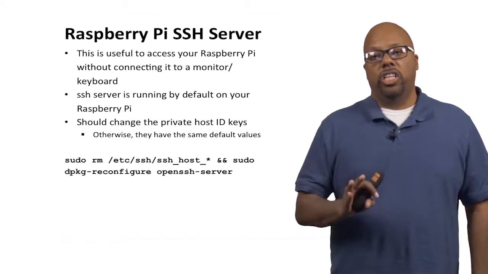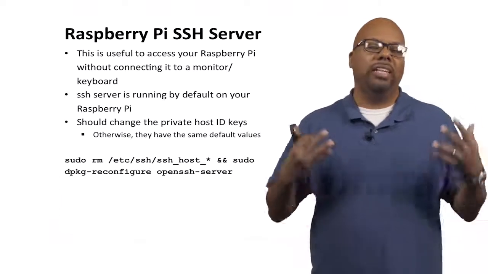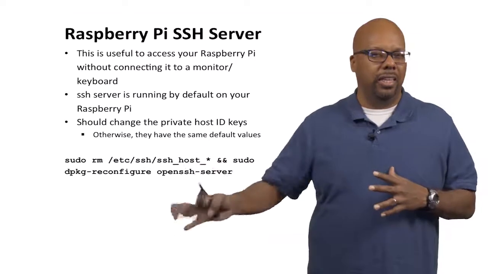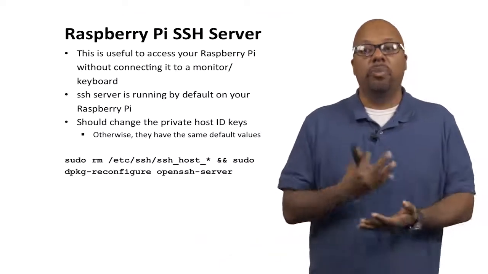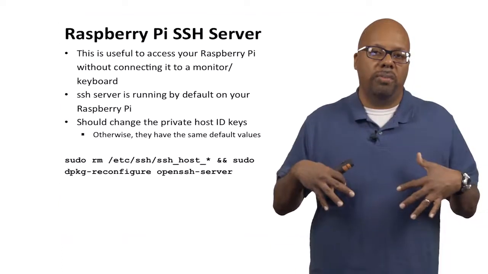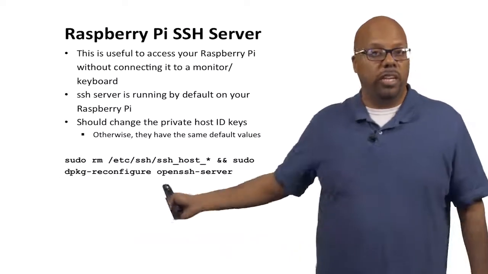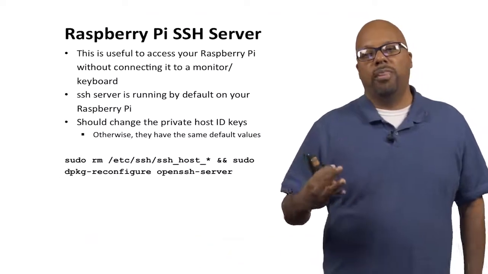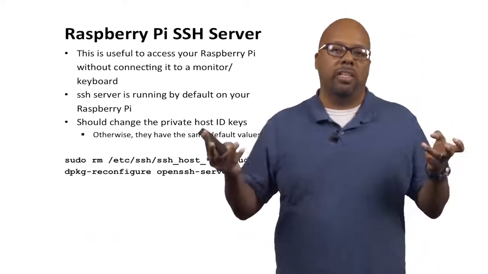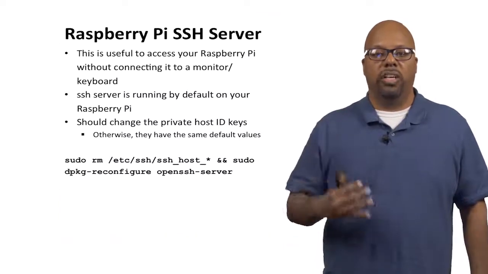You should change the private host ID keys. Now, we don't want to get too much into how authentication is performed, because that's a little out of the scope of the class. But there are these private host ID keys, and when you get your Raspberry Pi and install Raspbian on it, you get these default keys, which are the same as everybody else's default keys. So the problem is if you keep using those default keys, everybody else knows those keys, so you can have what's called a man-in-the-middle attack.